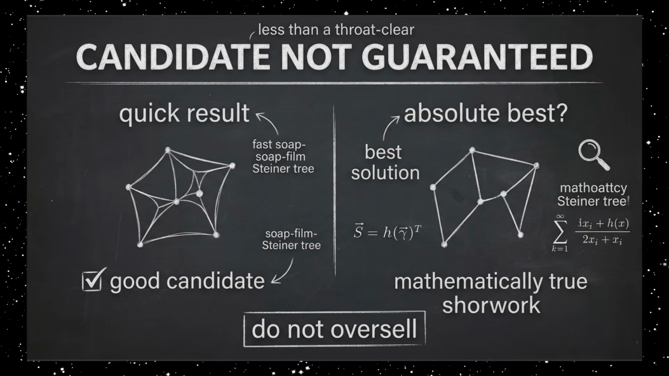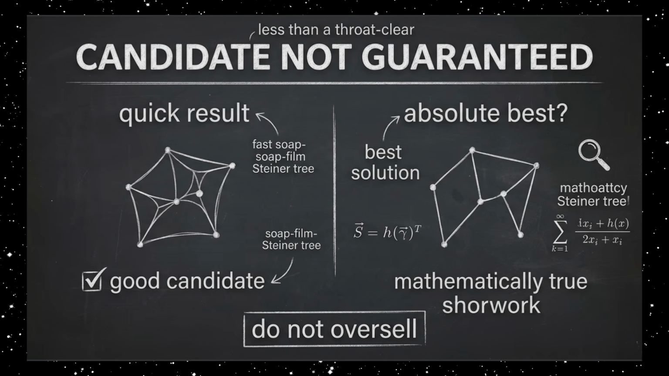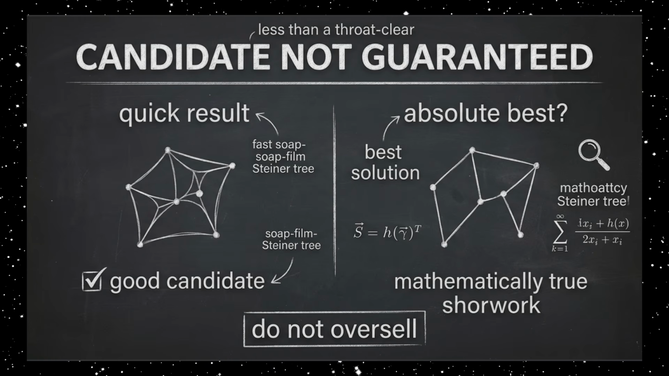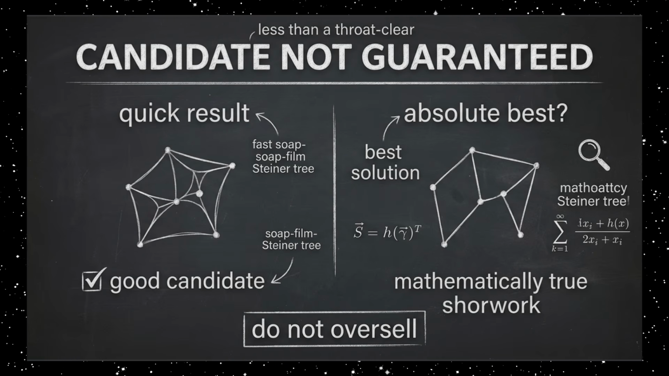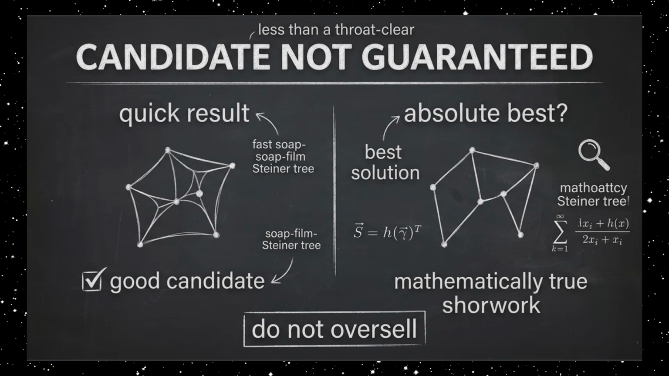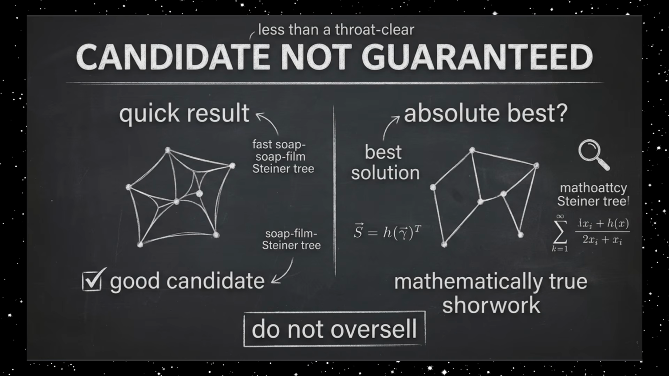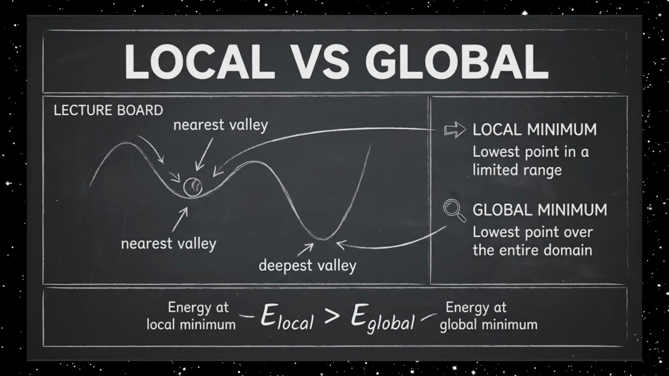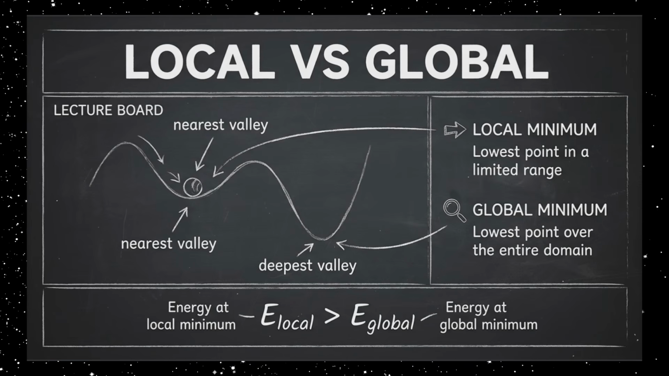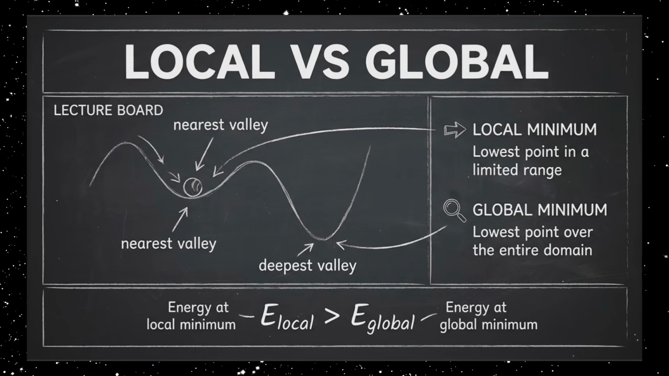Now, I need to be honest with you. The soap film doesn't always find the absolute best solution. This is important, and I don't want to oversell the point. Sometimes the film finds what mathematicians call a local minimum rather than the global minimum.